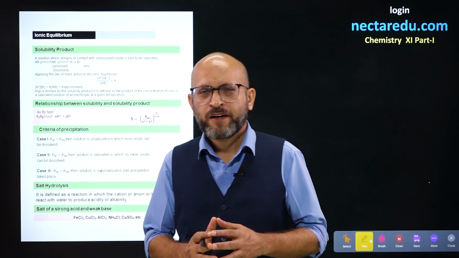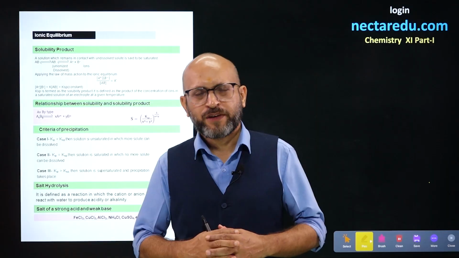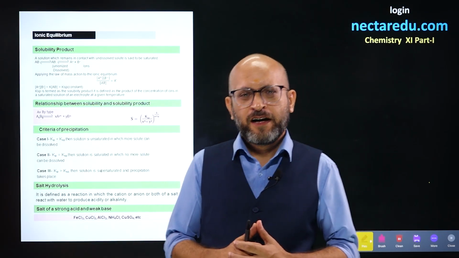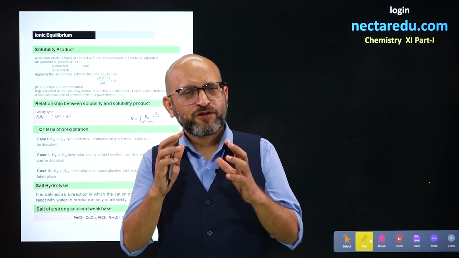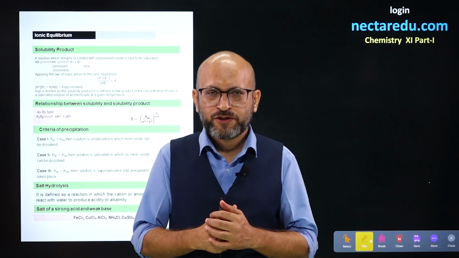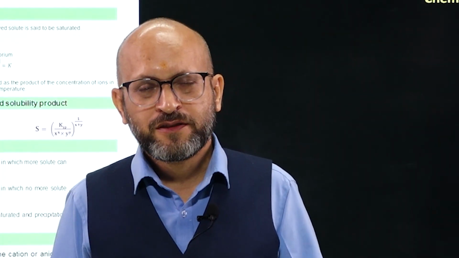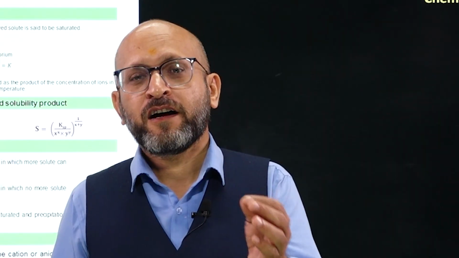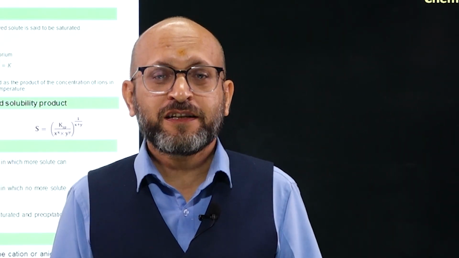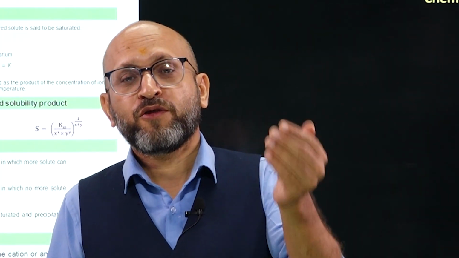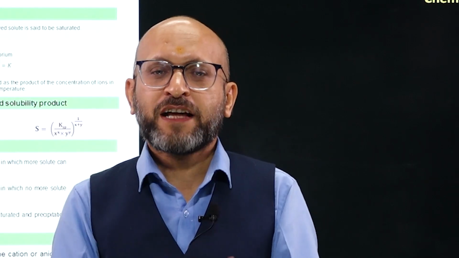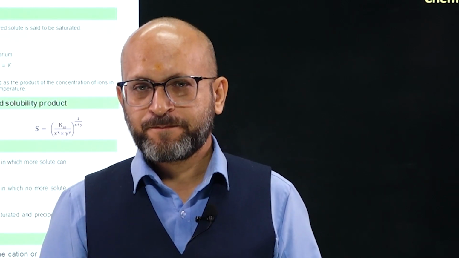Solubility product. What do you understand from that? If I say you have a saturated solution, I hope you understand that a solution in which no more solute can be dissolved is known as saturated solution. Unsaturated solution is a solution in which more solute can be dissolved, and a supersaturated solution is the one in which no more solute can be dissolved. If we add on, it settles down at the bottom, that means precipitation occurs, right?